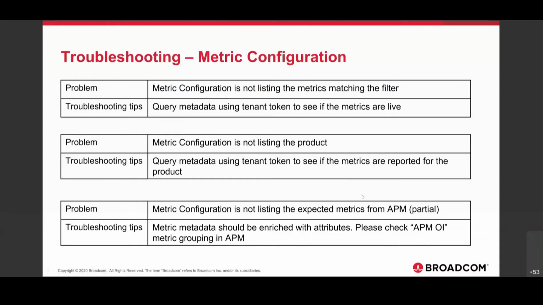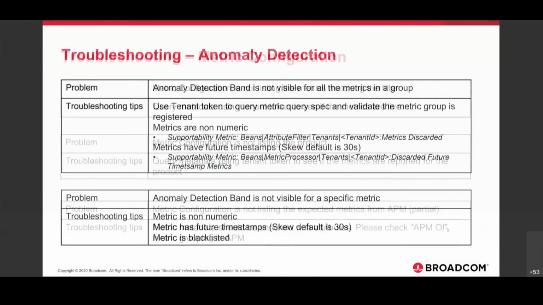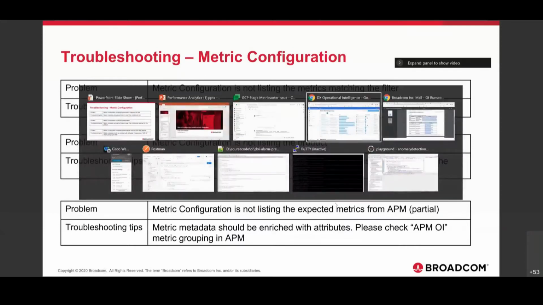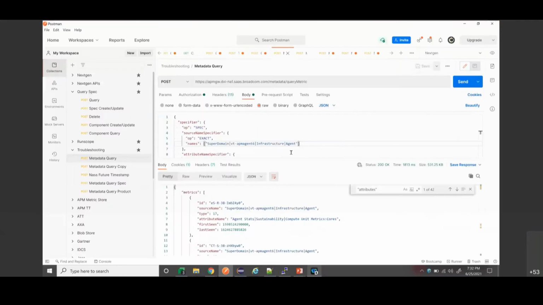So in those cases, if we are interested, we have to go back and configure the APM OI metric grouping itself to make sure the metrics we are looking for are also added into that group so that they also get enriched. So I'll switch over to show the primary queries and the difference with respect to this one. So this is a query. These are available in our documentation, but I'll also add this into a troubleshooting wiki and upload this Postman collection as well.